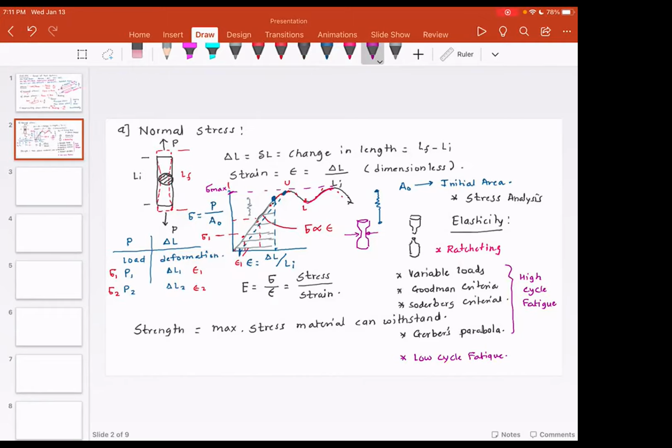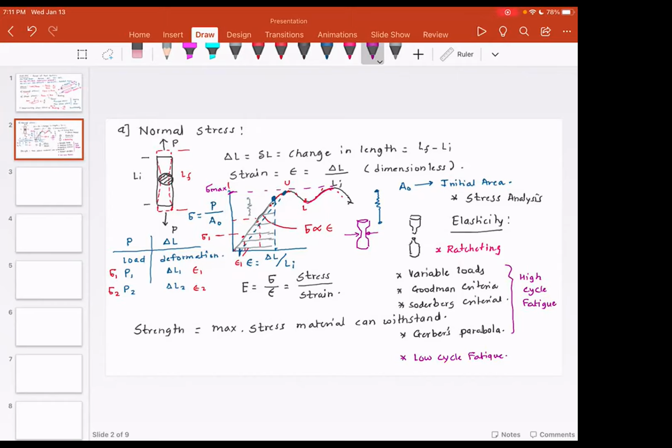ANSYS, SolidWorks can analyze for variable loads. They can do it, they can analyze for fatigue loads. But I have to tell you one interesting observation. For fatigue, calculations in closed form can be done for simple geometries. For an example, if you have a rod, or if you have a cylinder, or if you have a prism, maybe you can do fatigue analysis using closed form. That also is actually difficult.